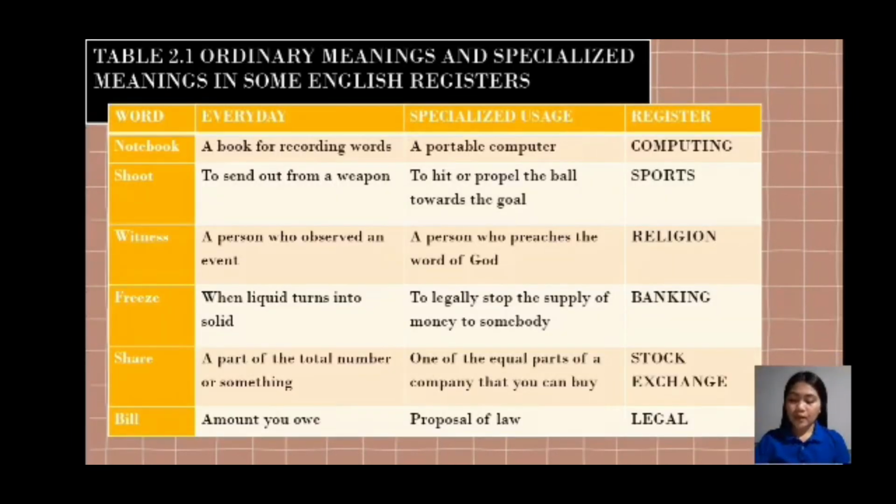Table 2.1. The ordinary meanings and specialized meanings in some English registers. The first word here is notebook. In an everyday scenario, a notebook is a book for recording notes, so it is used for writing something. In specialized usage, it is a portable computer like a netbook, and it is registered in computing. Unlike in the everyday scenario where we are writing, in this register we are computing.